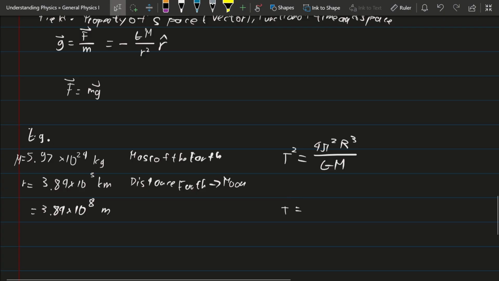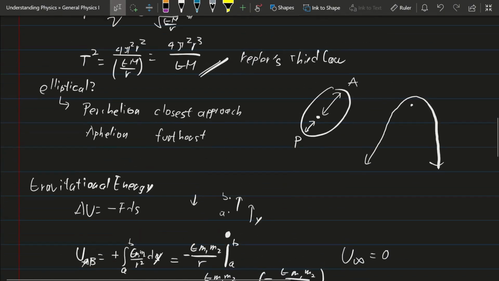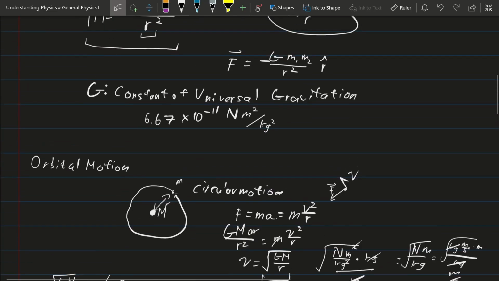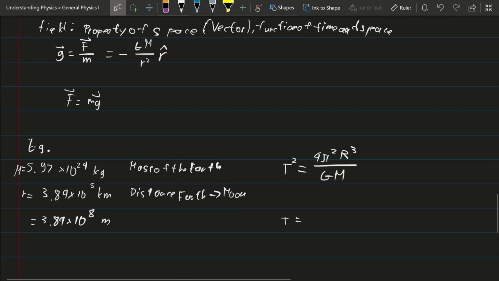Was it? It's 10 to the power of negative 11. Multiply that by the mass of the Earth, which is 5.97 times 10 to the power of 24. So we obtain the value to be 2.37 times 10 to the power of 6.